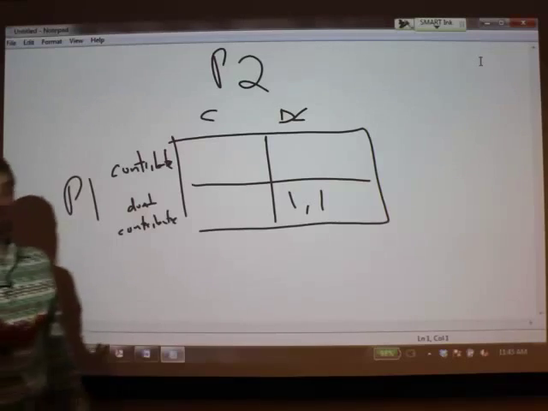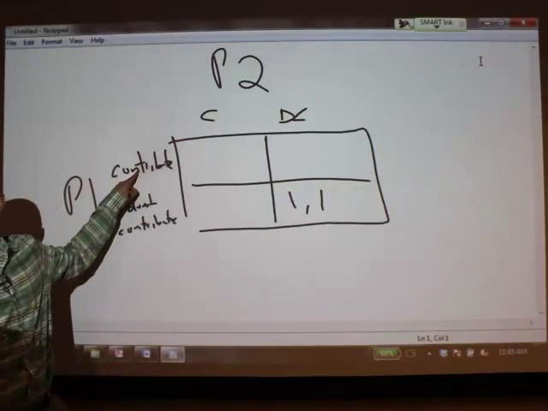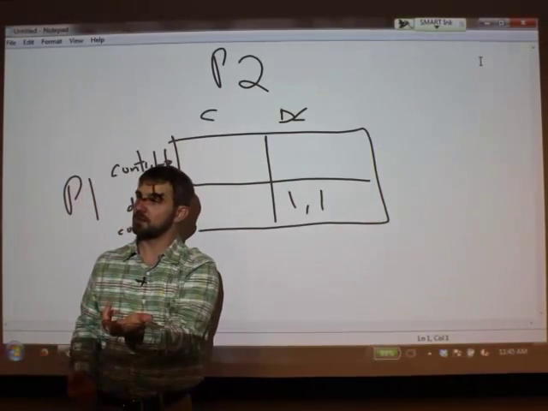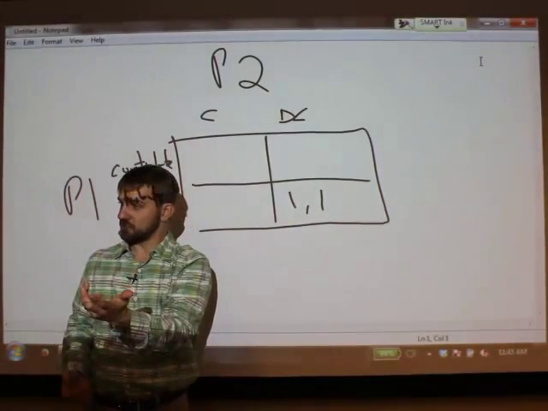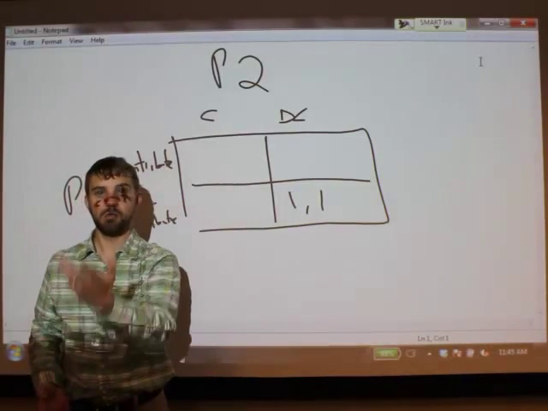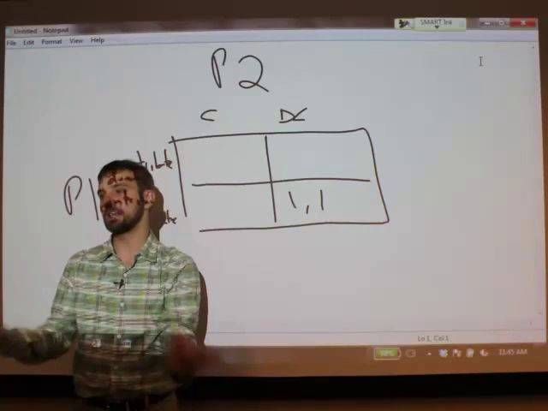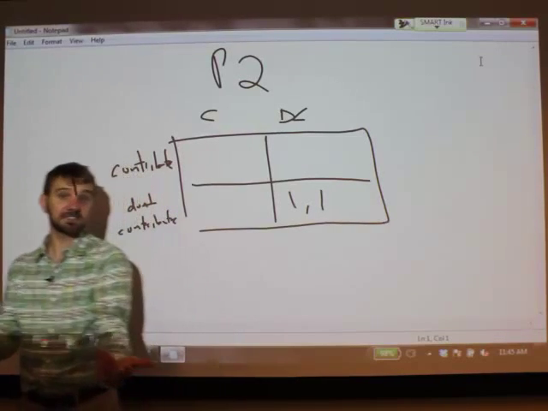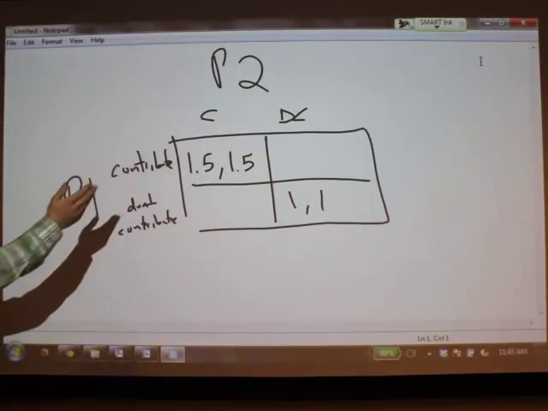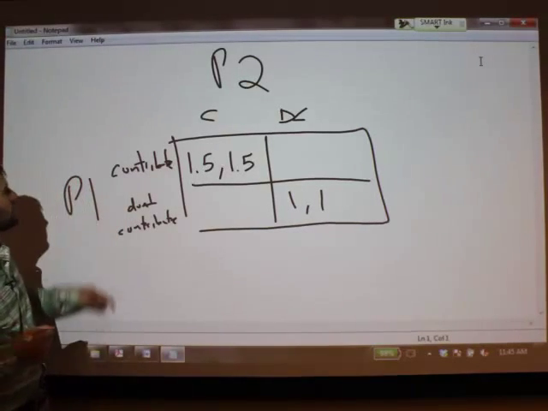So what happens is as follows. Player 1 contributes $1 to the public fund. Player 2 contributes $1 to the public fund. So there's $2 in the public fund. The amount in the public fund is multiplied by 1.5. So that $2 becomes $3. Then that $3 is divided equally to the players. So each player gets $1.50. Now that we understand how the game is played, see if you can fill in the off diagonals.